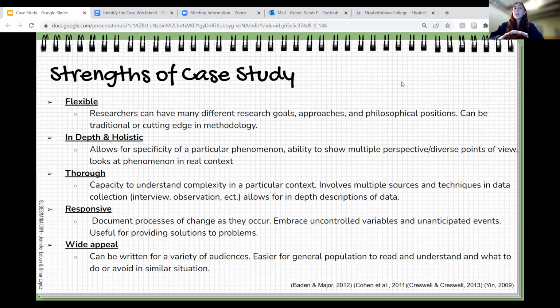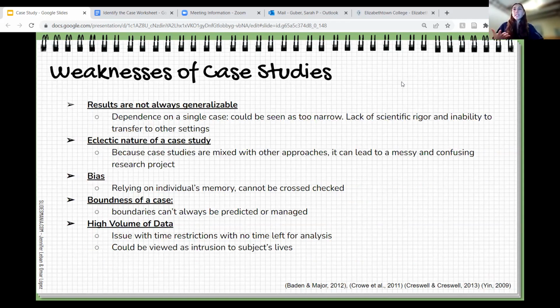Now, in terms of weaknesses for case studies, the results are not always generalizable, and that's because case studies are very specific. Furthermore, if you're only looking at a single case, the results can be too narrow.